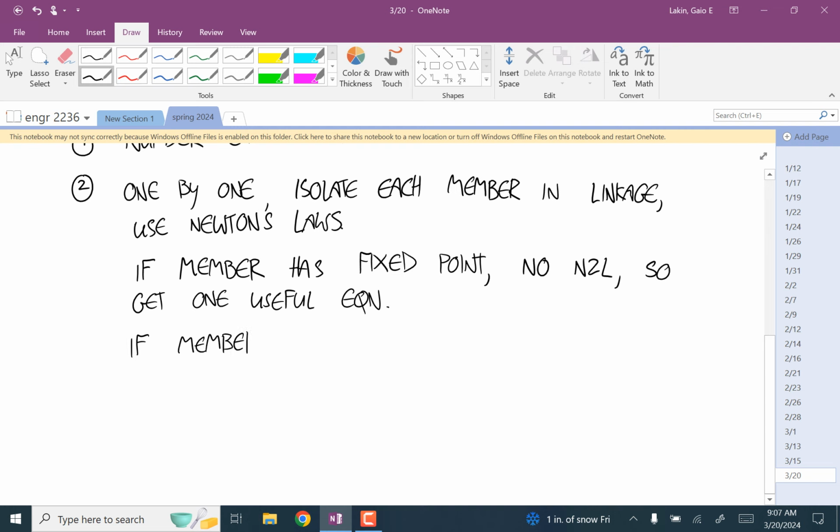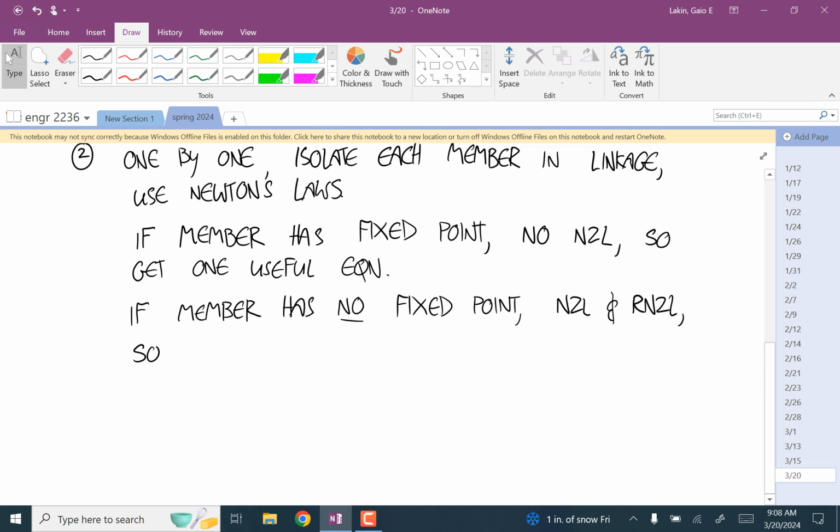If the member has no fixed point, then you're going to do Newton's second law and rotational Newton's second law. So how many useful equations do you get then? 3. Yep, perfect.